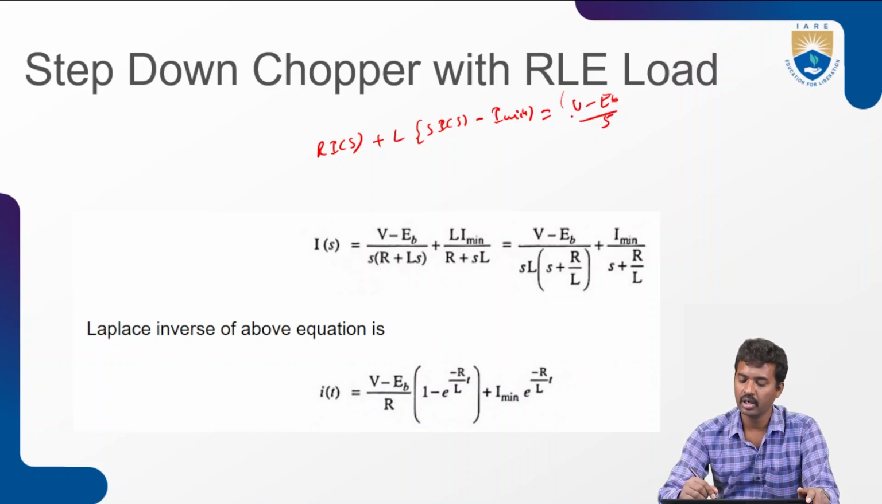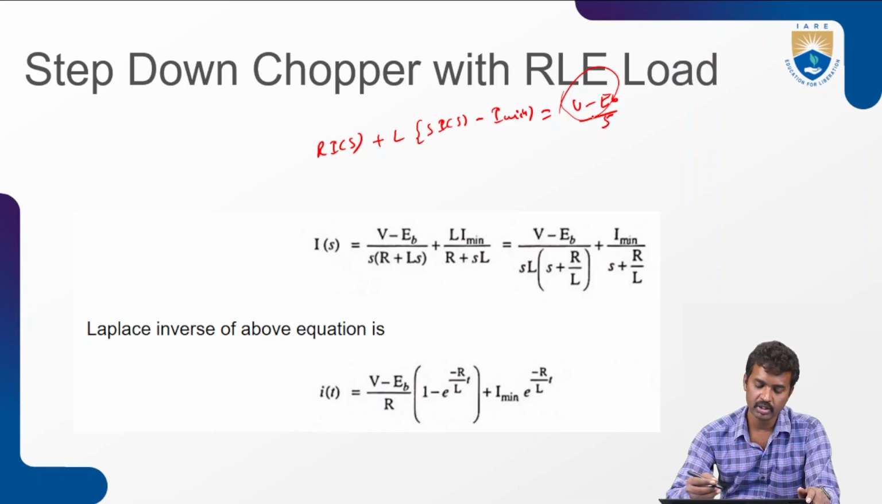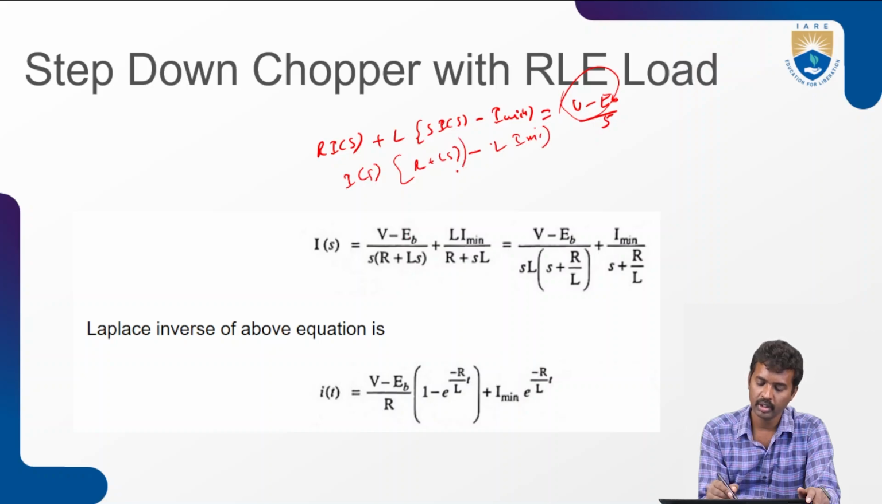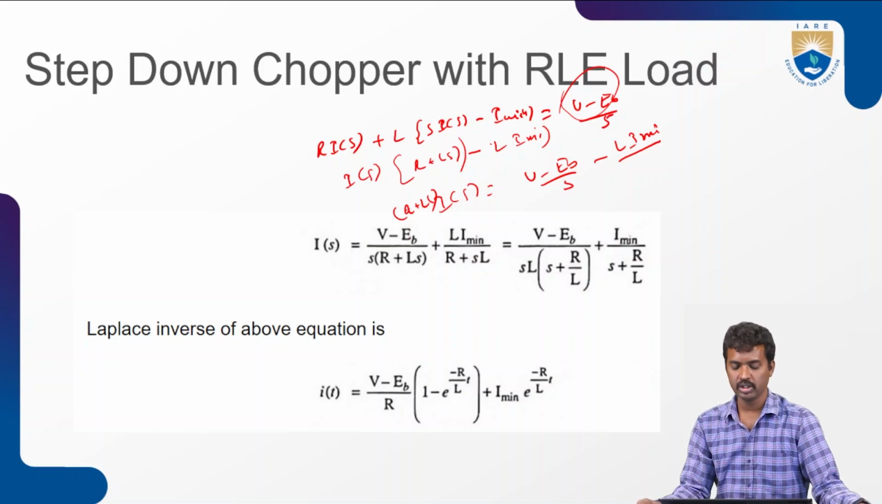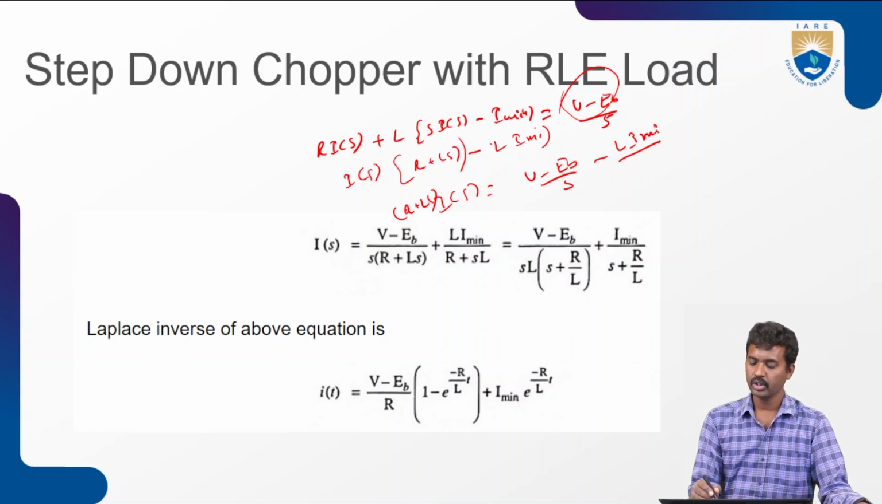So here the Laplace transform of the constant is 1 by S. Now take I of S as common: I of S into R plus L into S, minus L into I minimum. So I of S equals V minus EB by S, minus L I minimum. Now here, this R plus L into S, on the LHS side is multiplied, and on the RHS side it becomes the denominator. So this is the final equation.